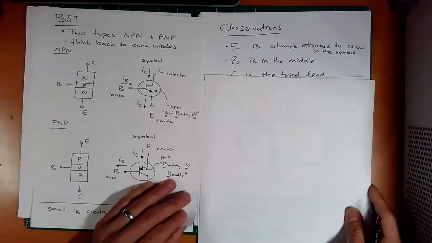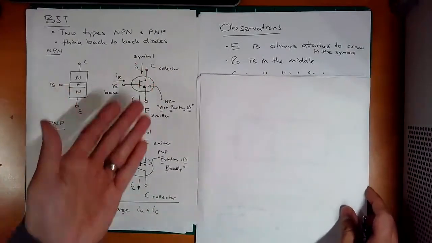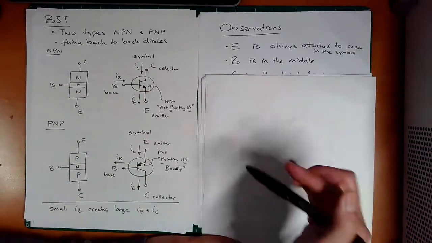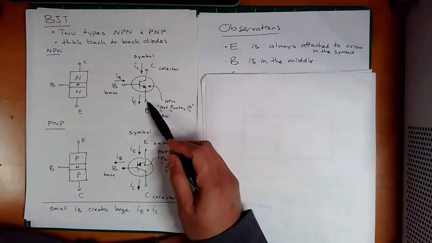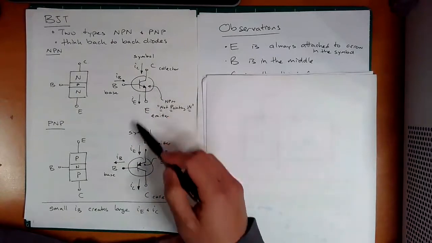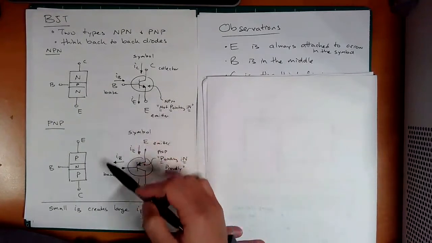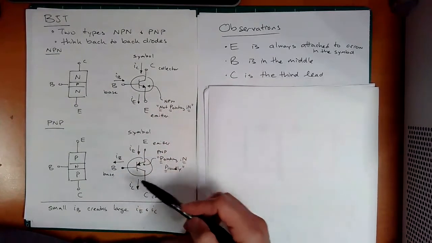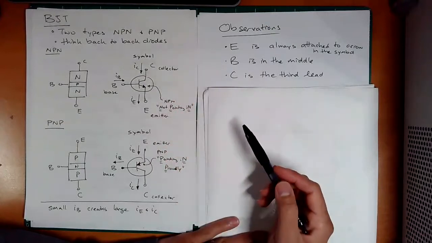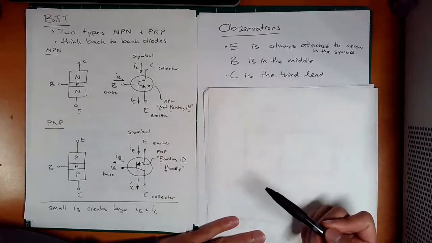And this will hopefully help you memorize how to draw these symbols. You're just going to have to learn how to memorize this, right? Okay, E is always attached to the arrow inside the symbol. You see that in both of these. E is always attached to the arrow, good. B is always the middle, right? And C is whatever leg is left over. So if B is in the middle and E is attached to the arrow, C is just what you get afterwards.